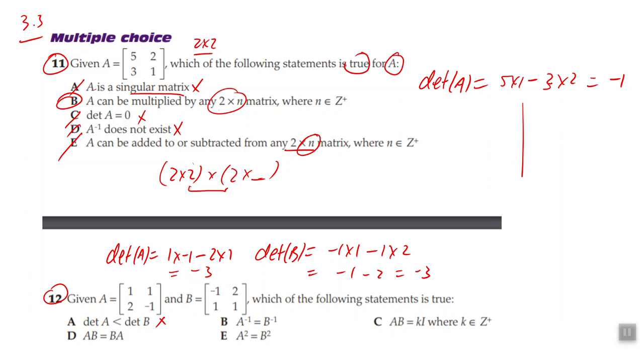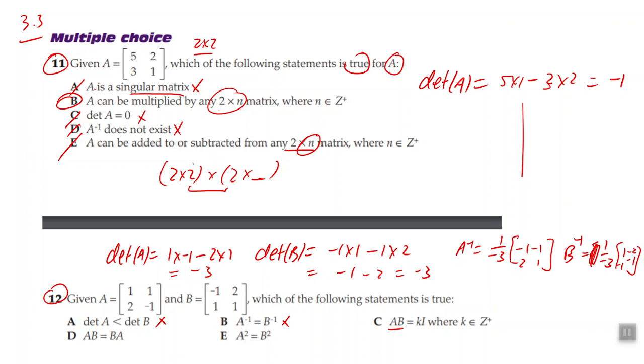Inverse of A equals inverse of B. We'll quickly find the inverse of A, because we've already got det A. Swap the diagonals. -1, 1, change the sign of the other diagonals. Inverse of B, 1 on the determinant, and then swap diagonals. 1, -1, and change the sign of the other diagonals. As you can see, they're not the same.